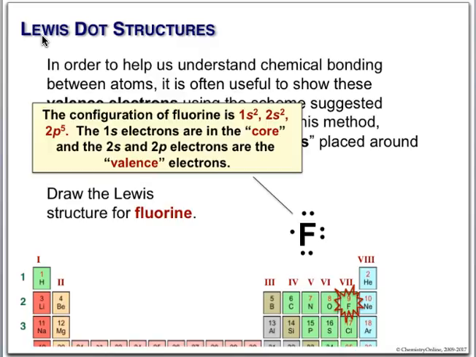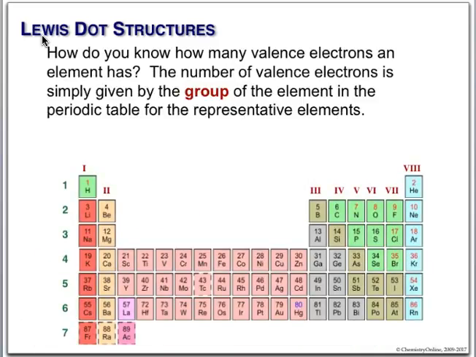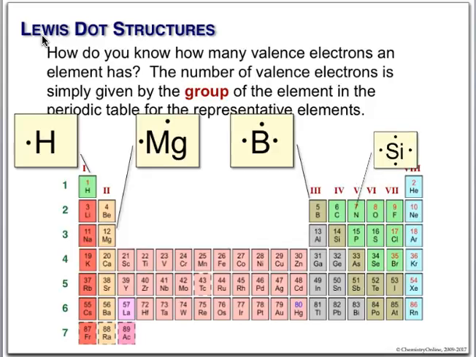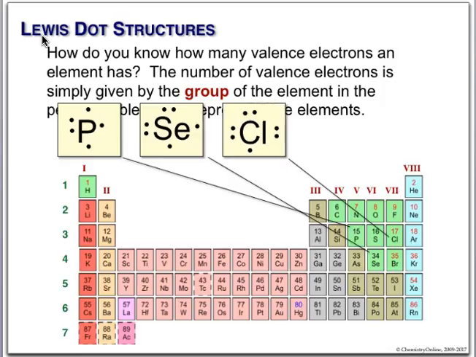Remember how we said we're going to ignore all these guys in the middle and just count to 8? Here's the reason. If you simply look at the group number, everything in group 1 will have 1 electron. Group 2 will have 2 electrons. 3 will have 3. 4 will have 4. 5 will have 5. 6, 7, and 8.